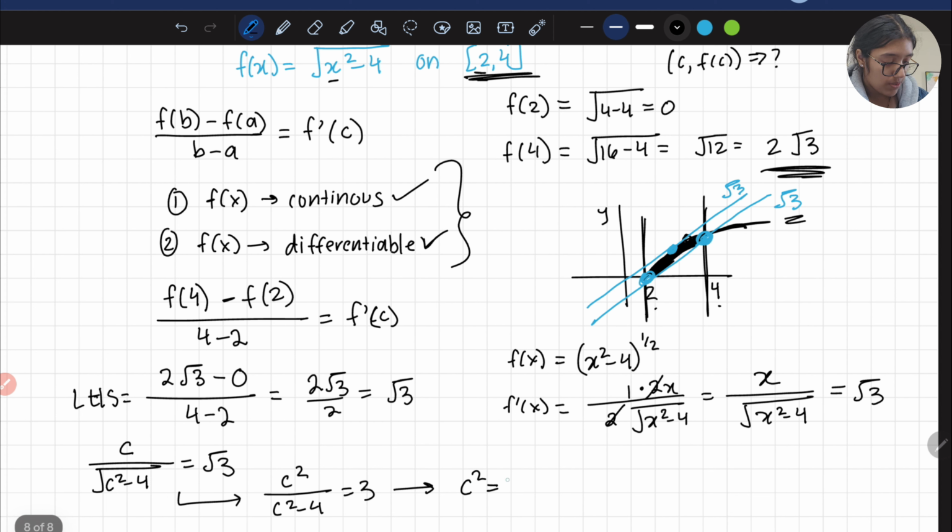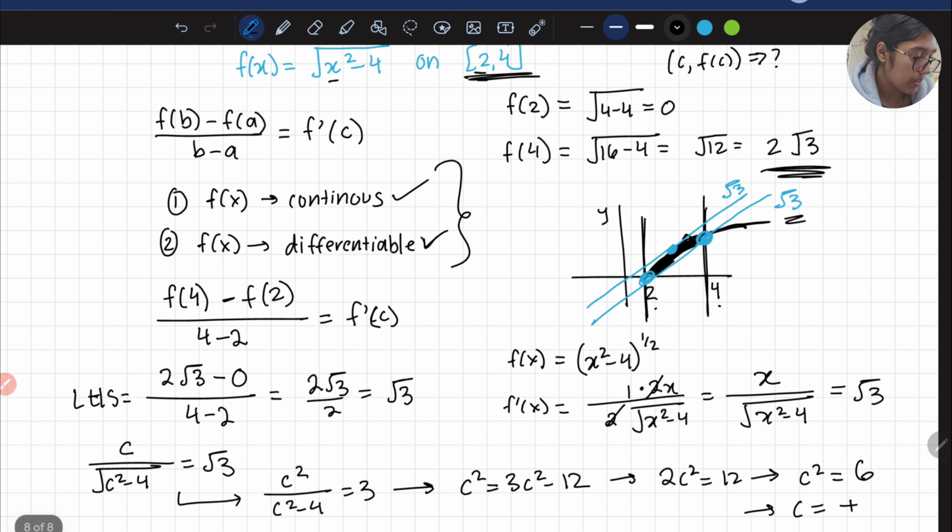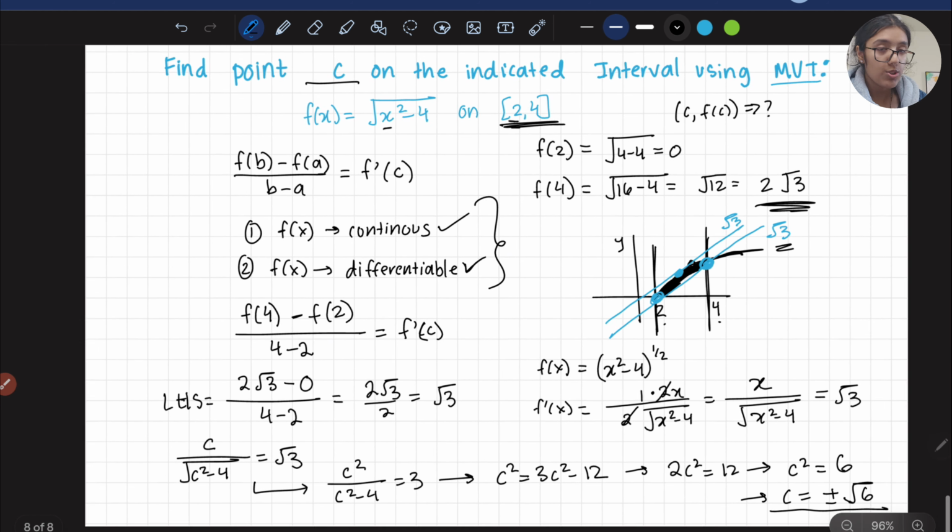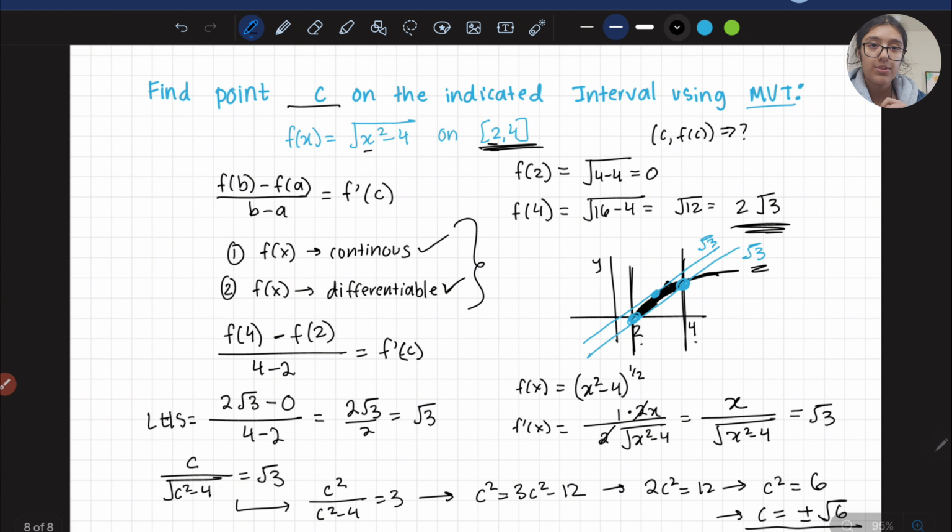We have c squared equals 3c squared minus 12. I just took the denominator to the other side. We have 2c squared equals 12. Yes, 2c squared equals 12. c squared is equal to 6. c is equal to plus minus root 6. Now, before you start saying that's your answer, always remember, is this c in that domain? So we got two values of c. We got negative root 6 and we got root 6.